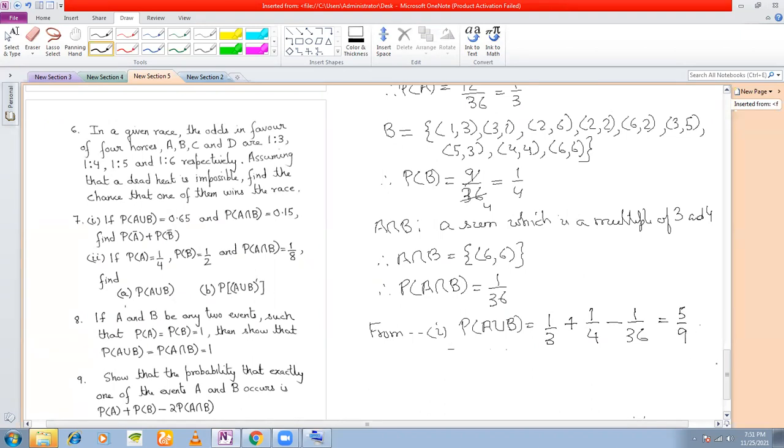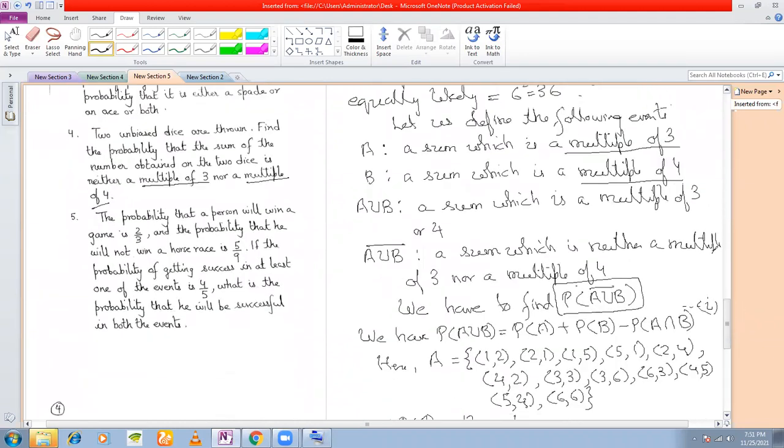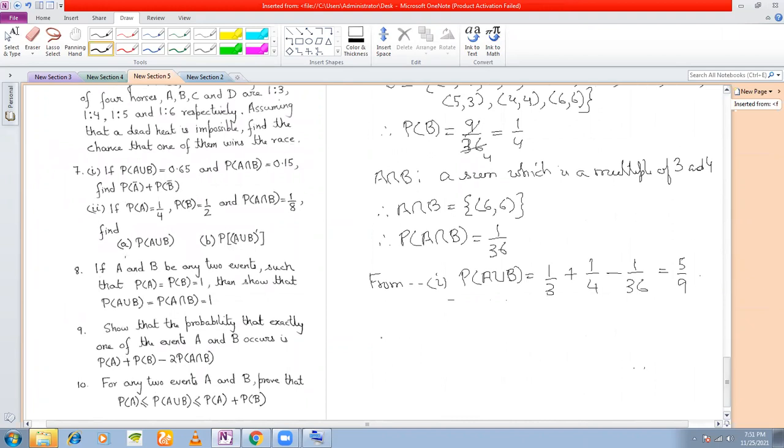Okay, and what is the required probability? What probability do you need to find here? P(A union B) complement. Yes, sir. Hence, the required probability is equal to P(A union B) complement, which is equal to 1 minus P(A union B), which is equal to 1 minus 5 by 9, which is equal to 4 by 9. And that's it.